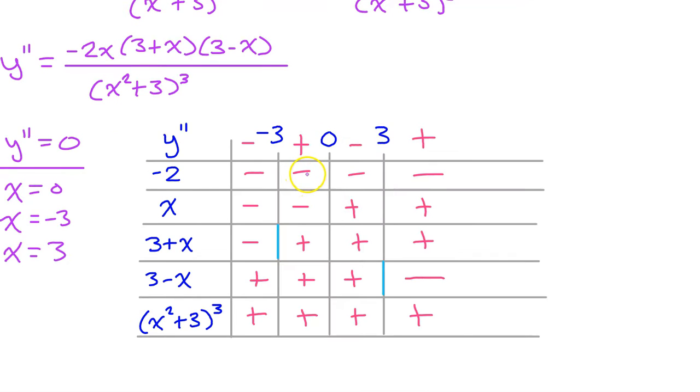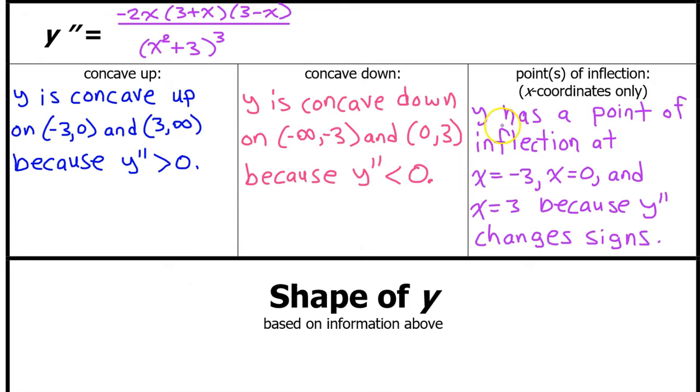Y will have a point of inflection wherever y double prime changes signs. That happens at negative 3 and 0 and positive 3, all three critical values. We say y has a point of inflection at x equals negative 3, x equals 0, and x equals positive 3 because y double prime changes signs.